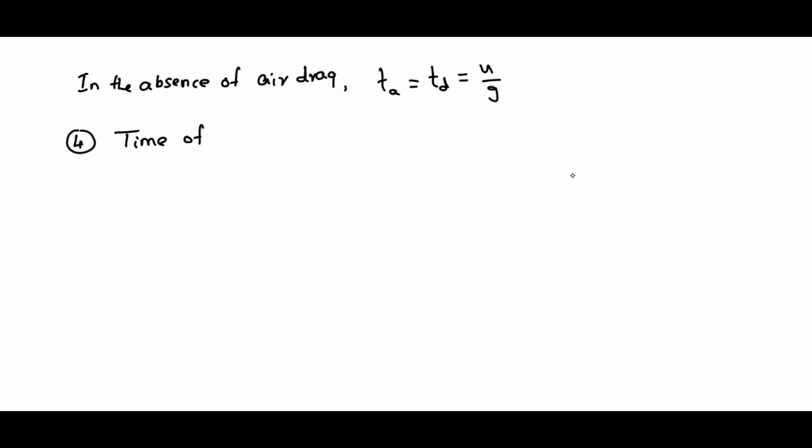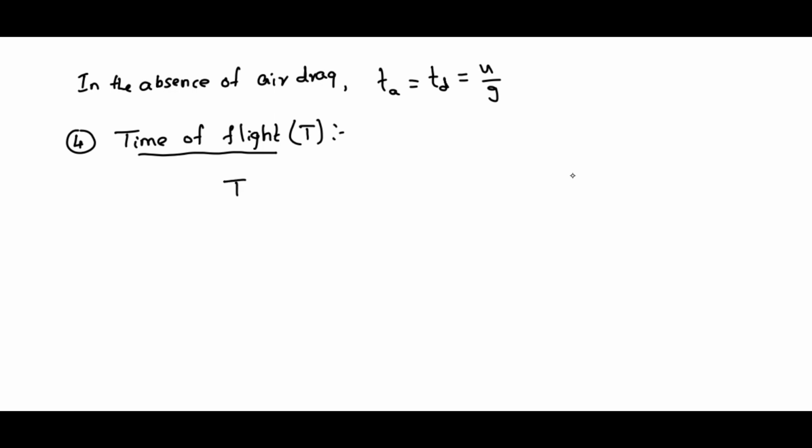Time of flight. I am denoting it with capital T. For a body projected vertically upwards, the sum of the time of ascent and time of descent is called time of flight. It is the total time for which the body remains in the air.